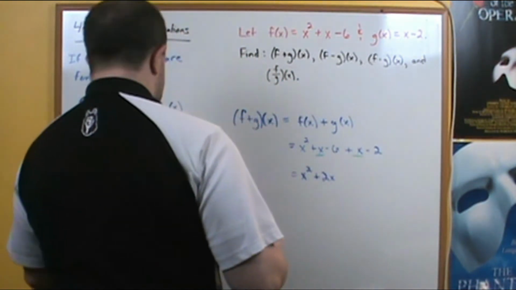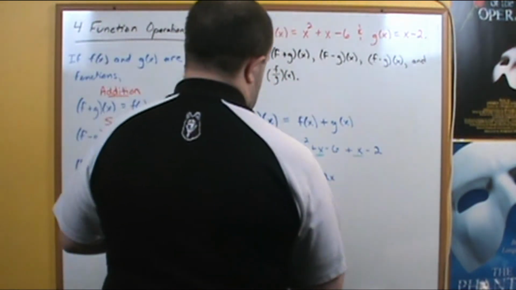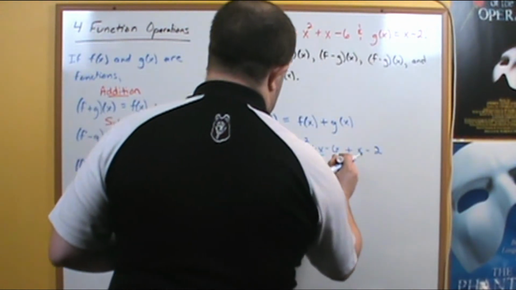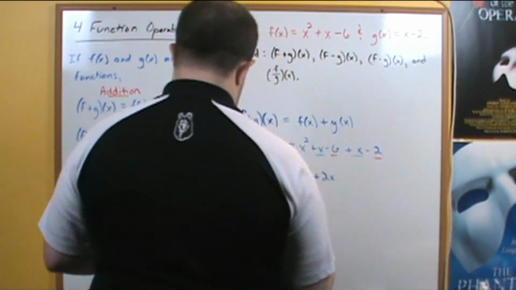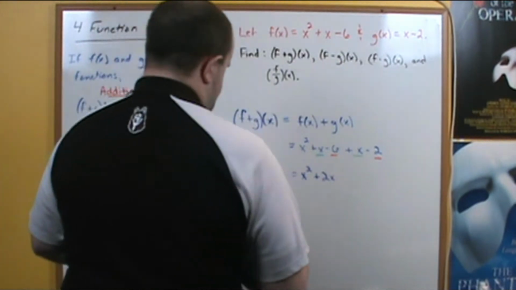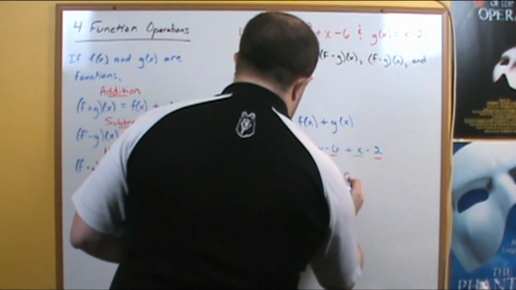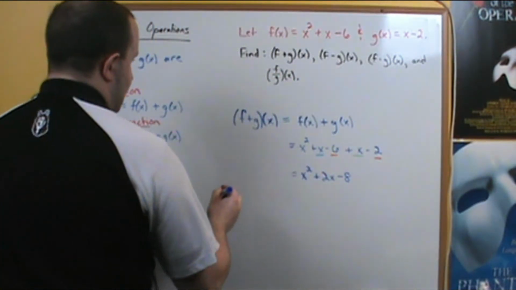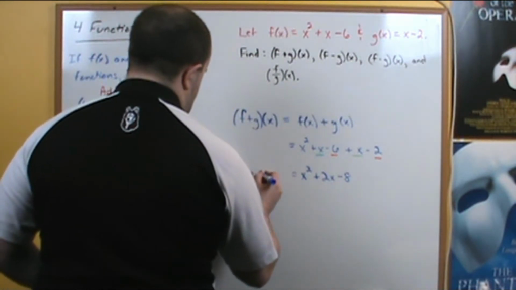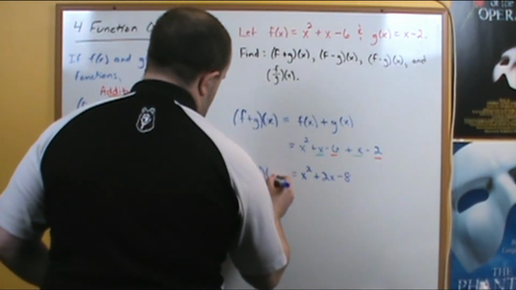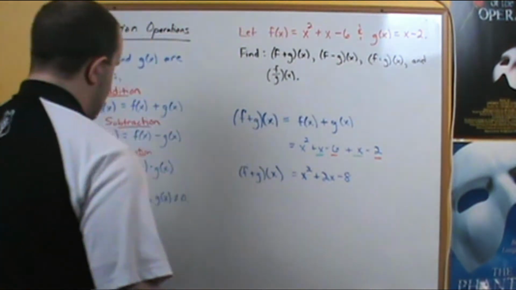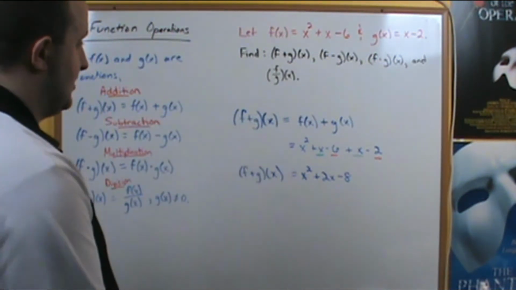And then negative 6 minus 2, that's going to be minus 8 at the end. So the function f plus g of x is equal to x squared plus 2x minus 8.